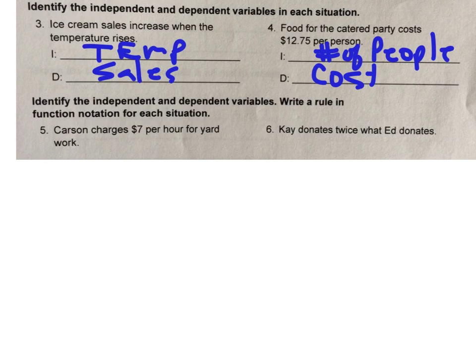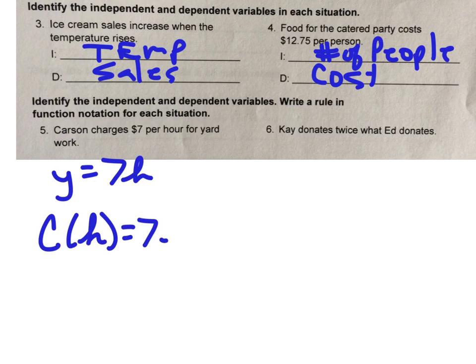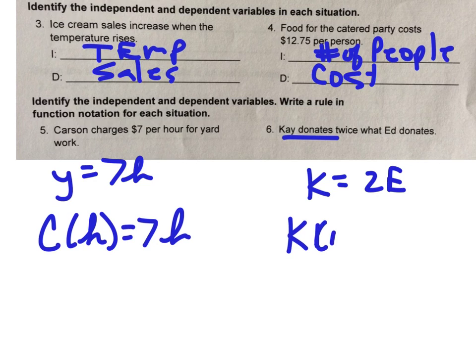And then on this one, the cost per hour, so this would be like y equals $7 per hour, if you want to put it as a function. The amount Carson makes, or his profit, is a function of the number of hours. And then K donates twice as much as Ed, so K is equal to 2 times what Ed makes. So if you want to make that a function, K is a function of Ed.